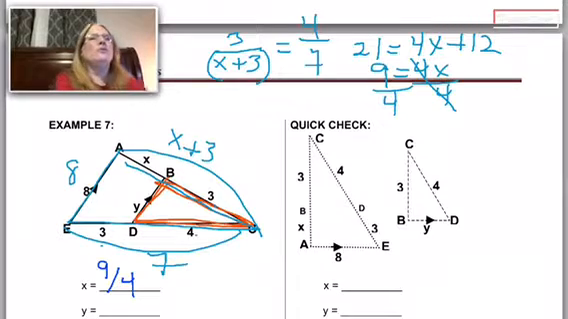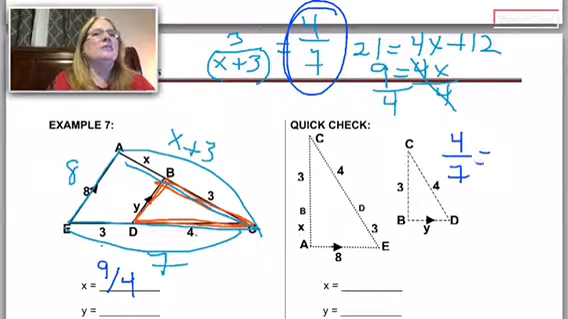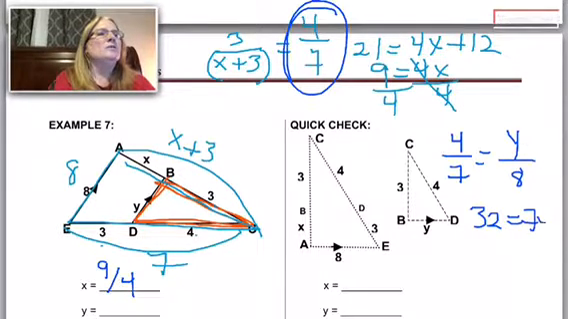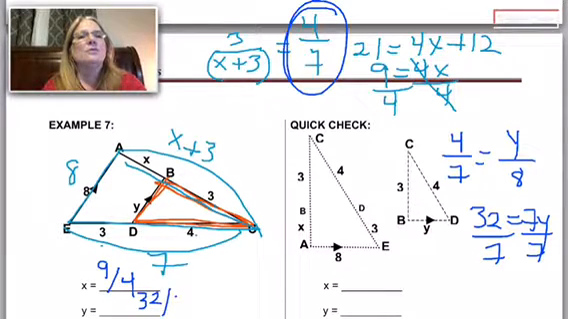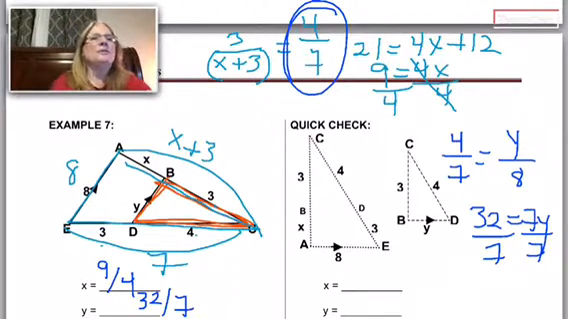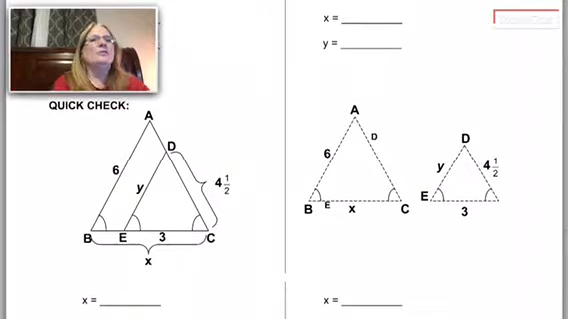Okay, now to get y, we're going to take this same 4 over 7, the small one with the bigger one, and set that equal to y over 8. We get 32 is equal to 7y, and we divide by 7, and we get 32 over 7. And it's fine if you just want to leave it as 32 over 7. This really isn't a quick check. They just drew the picture over there for you. So please pause this one for a moment and see if you can do this one yourself.